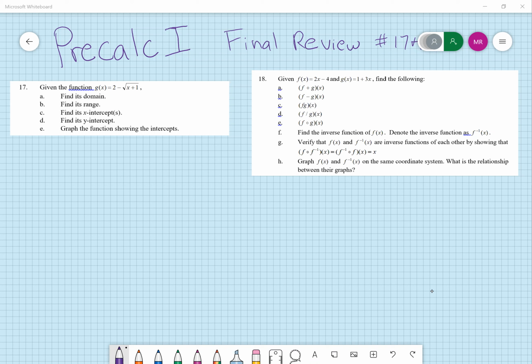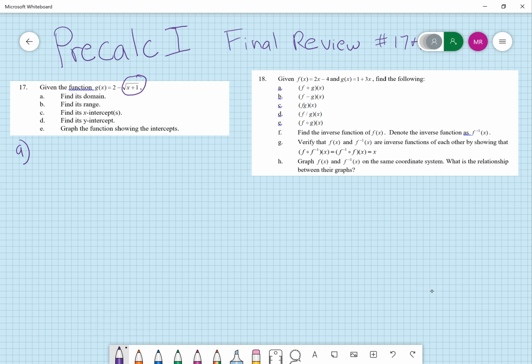So let's get cracking. For 17, we're given an equation, g of x equals 2 minus the square root of x plus 1. And the first thing that we're supposed to do is find the domain. Our domain are our x values. When we look at our domain, we want to see where there are going to be problems. If we're going to have 0 in the denominator, that's going to be a problem. If we're going to have a negative under an even radical, like negative under a square root, that's going to be a big problem. So we find and address that.